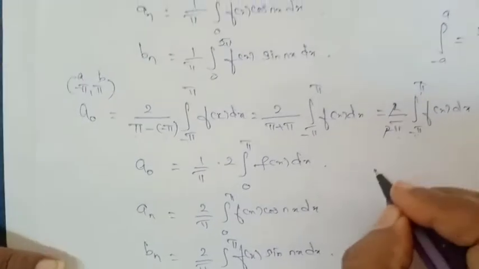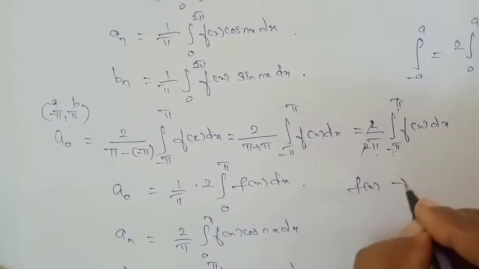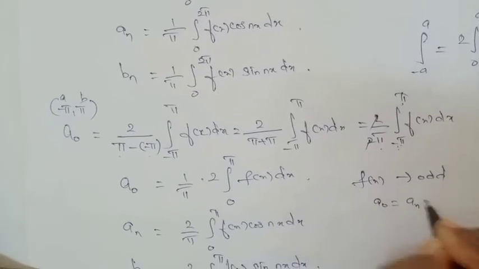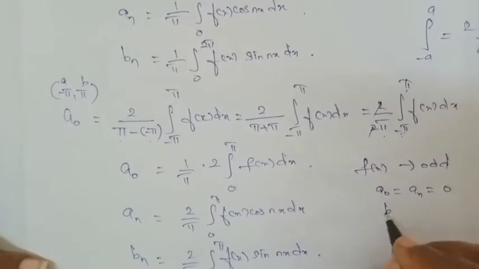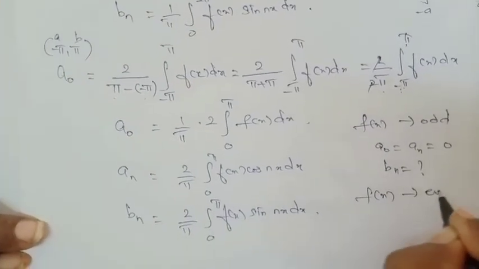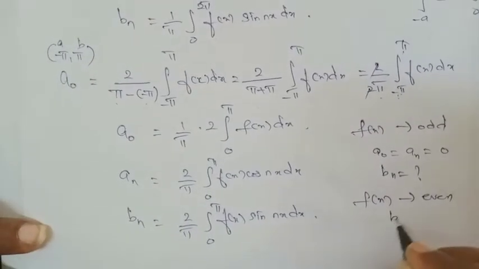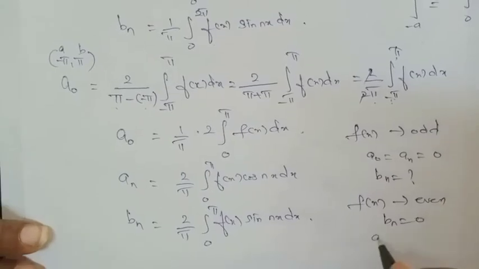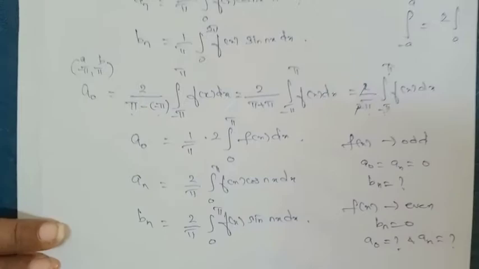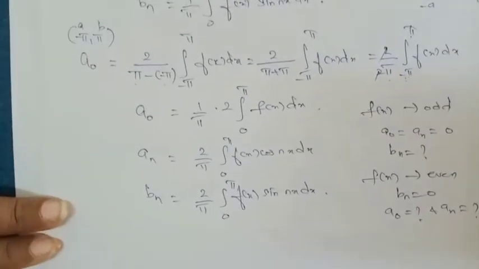So you know well, if a function f of x is odd, then a0 and an will become 0. We need to find bn alone. If f of x is even, then bn will become 0 and we need to find a0 and an. Okay, so you should also understand this.